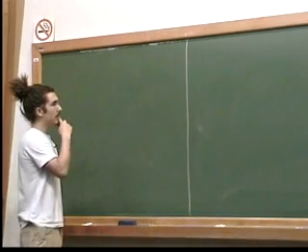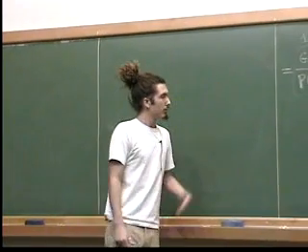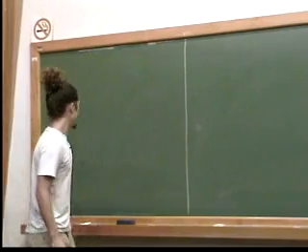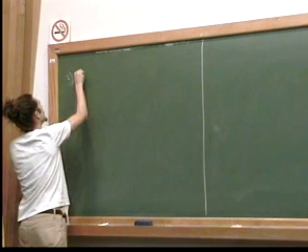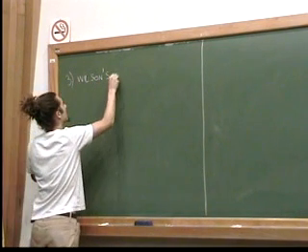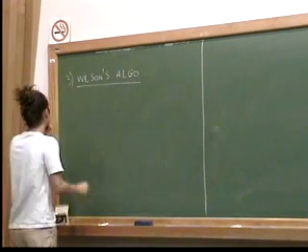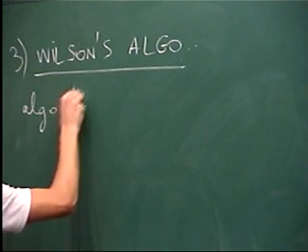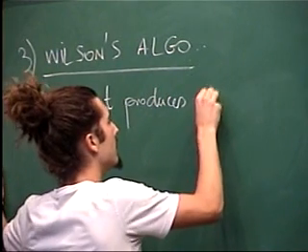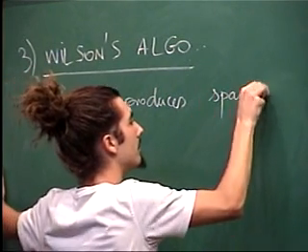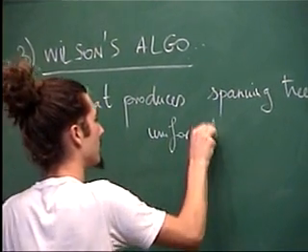And now we are going to introduce an algorithm, which is the Wilson algorithm, that can randomly produce such spanning trees. So we want an algorithm that produces uniform spanning trees.